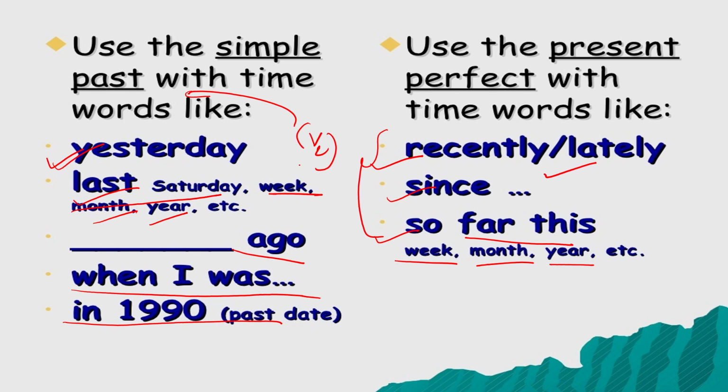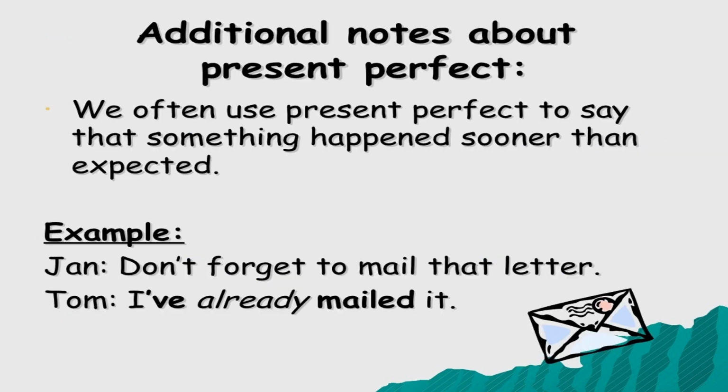So I have recently visited that place, so I have recently seen him, and lately she has come up with the idea of going to a foreign university. Since I have not completed my assignment, I have not submitted it. So we use these kinds of words with present perfect. Okay, now let's talk about some additional notes of present perfect.